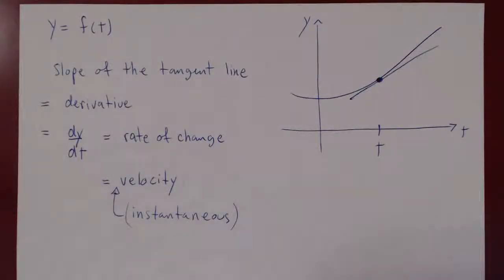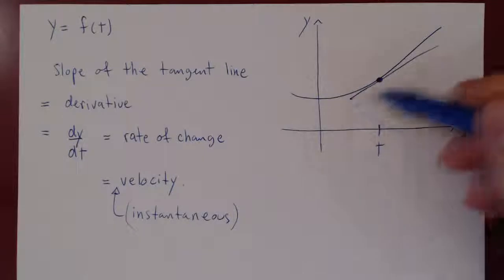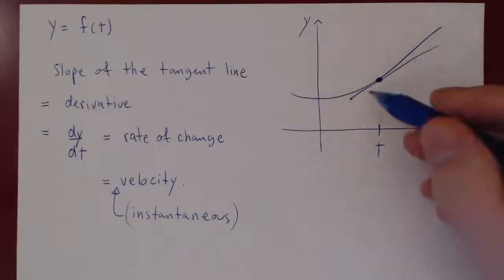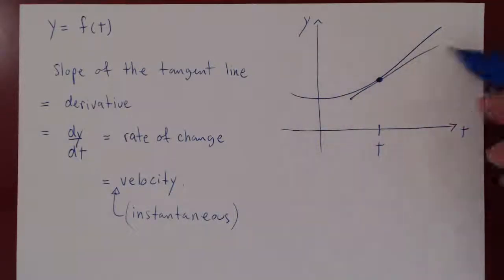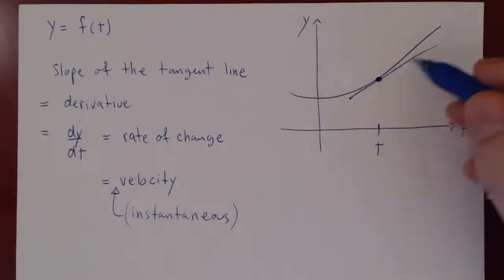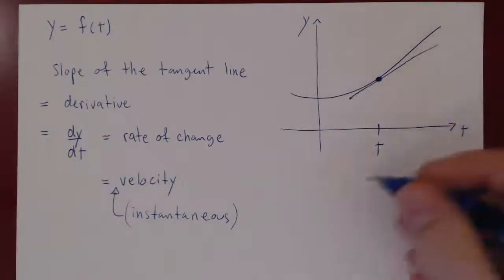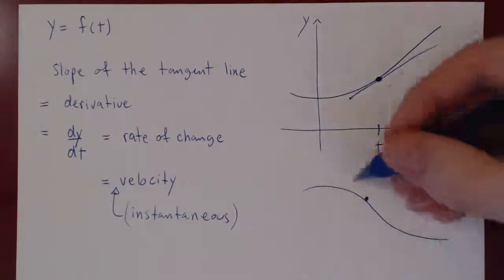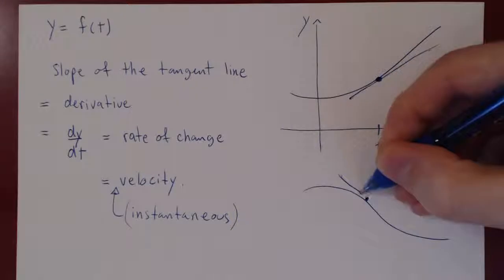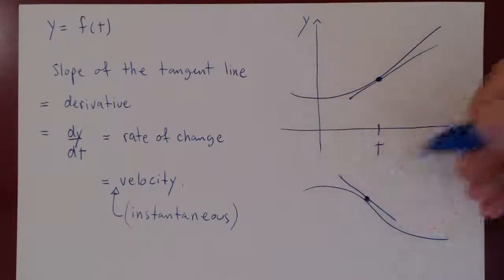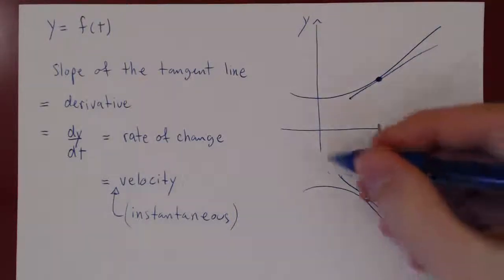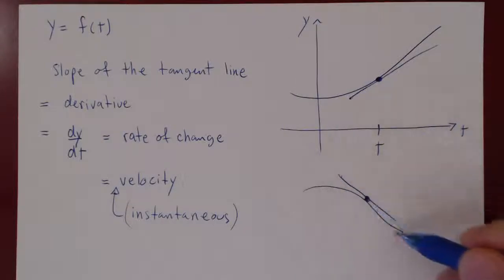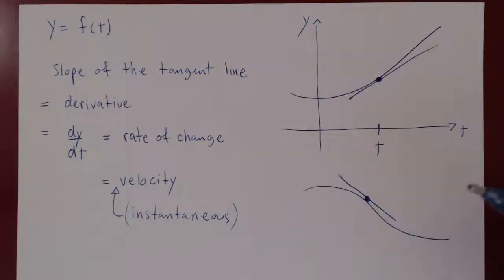And one last observation, this is something we know: if the derivative is positive, the slope of the tangent line is positive, therefore the function is increasing. If the derivative were negative, that means that the slope of the tangent line would be negative, and the function would be decreasing. So keep this in mind.